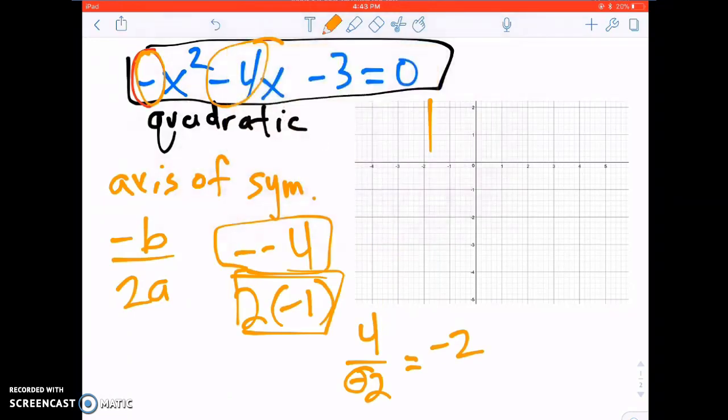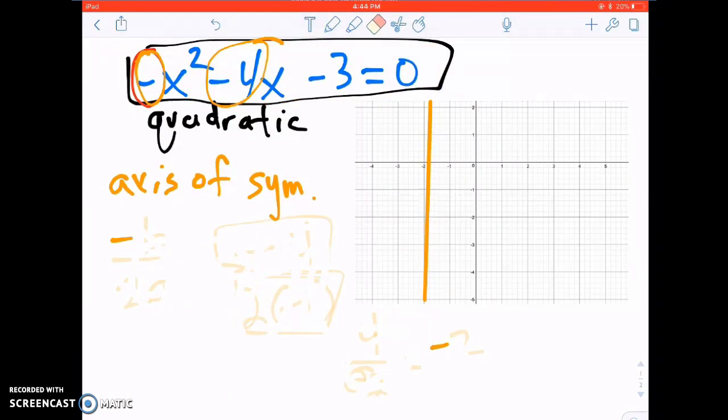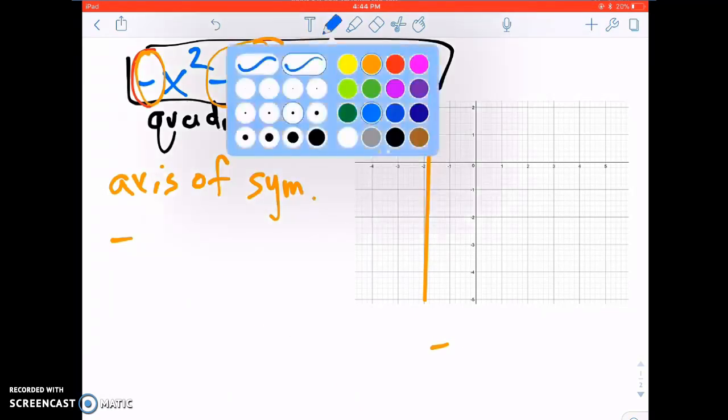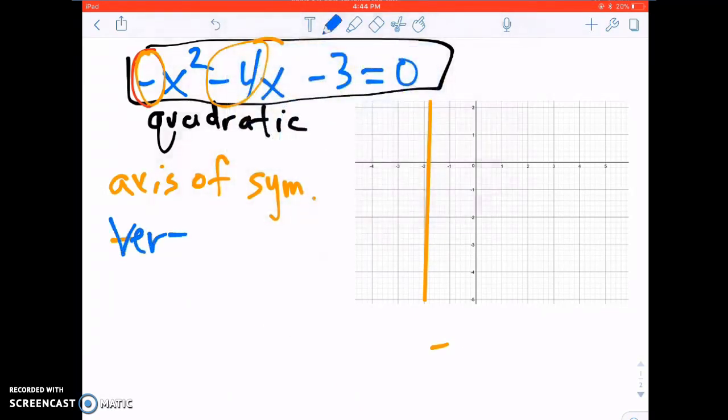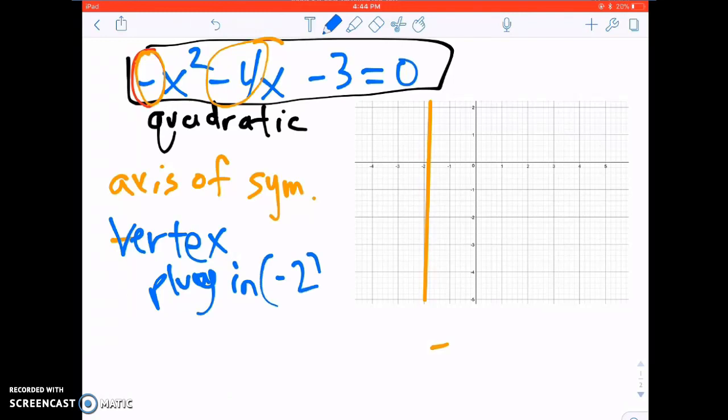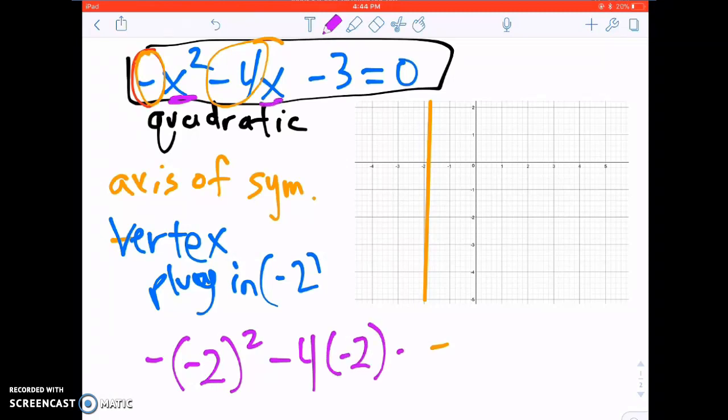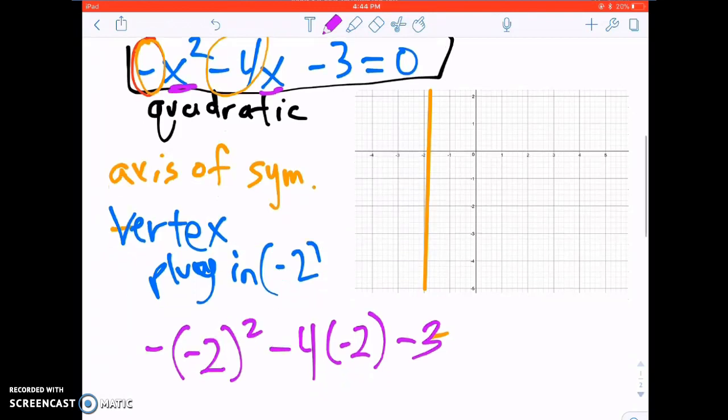Our second step is, now that we know our axis of symmetry, we've got to actually find our vertex. Actually pretty simple. To find the vertex, we plug in our axis of symmetry. So we're going to plug in negative 2 into our equation. I haven't done this yet, so it might be kind of complicated. We have negative 2 squared, right? We plugged in negative 2 for x. Minus 4 times negative 2 here. Minus 3. It's getting a little complicated.